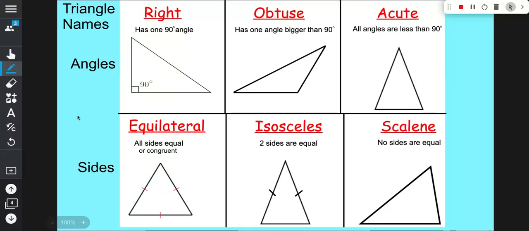All right, the next part is talking about triangle names. I like to say that triangles have a first and a last name. Their first name is their angle name, and their last name is their side name. And so we're going to first look at their first name.